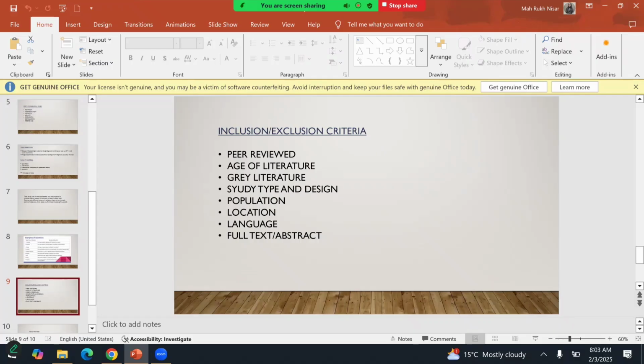Abstract is actually the summary of your whole paper. So some papers are not freely available. The full text articles are not available. We can only have the abstract of them. So we prefer to include full text papers.